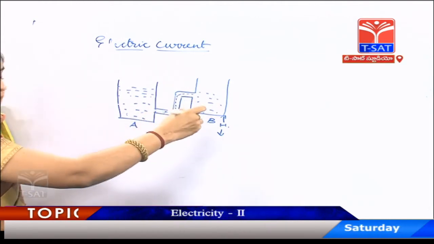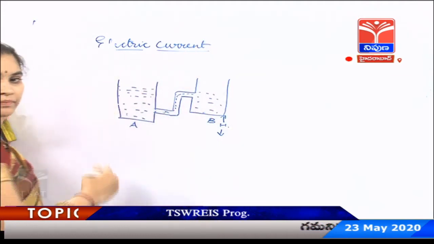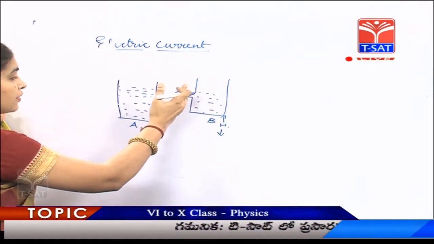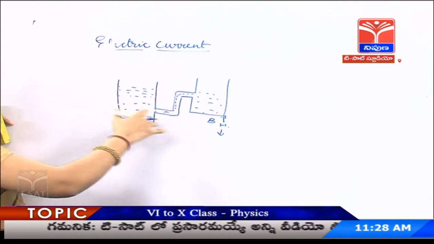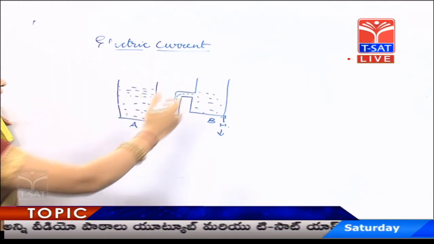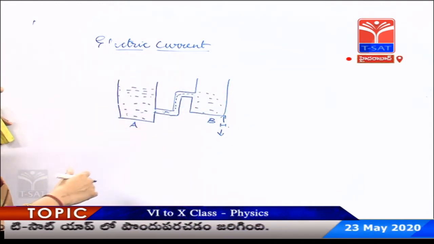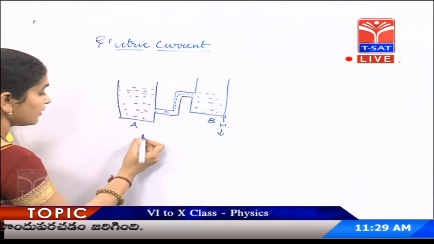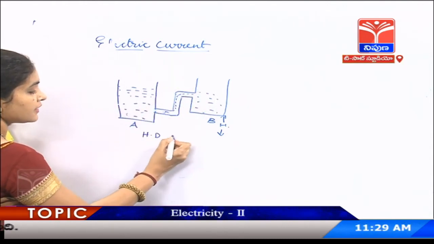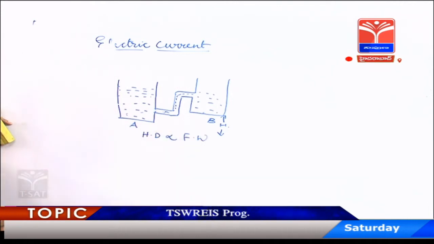What will happen if we increase the height a little more? The flow of water will increase. Water will start flowing with great speed if we increase the height of the other beaker. So, from this we can say that height difference is directly proportional to the flow of water.